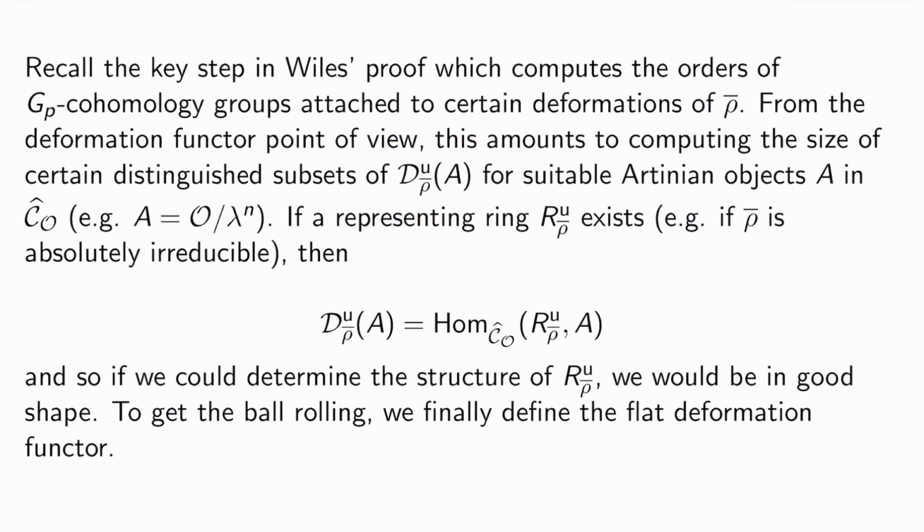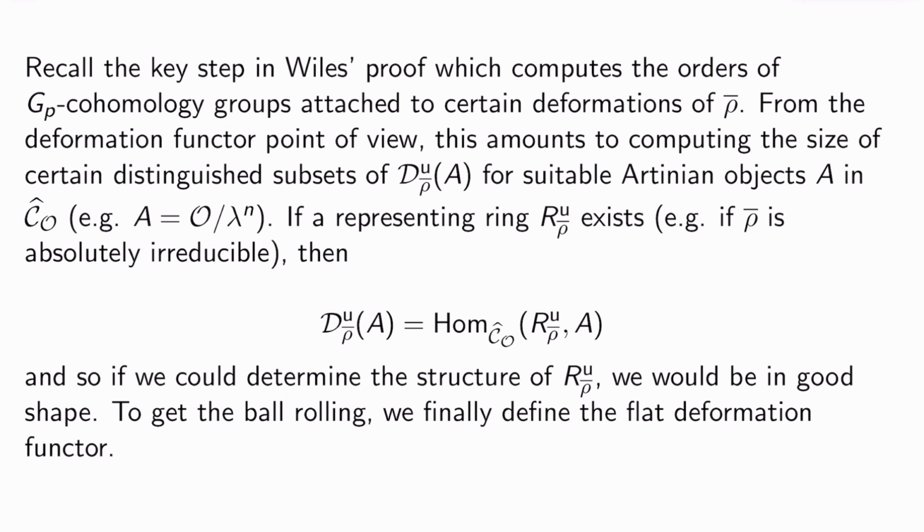If a representing ring R^U_rho bar exists, which, as I said before, happens if rho bar is absolutely irreducible, for example, then we know from results that we've been dealing with since as far back as chapter 4 that D^U_rho bar of A is just the C hat O homomorphisms from R^U_rho bar to A. And so if we could determine the structure of R^U_rho bar, we would be in really good shape to do these computations.